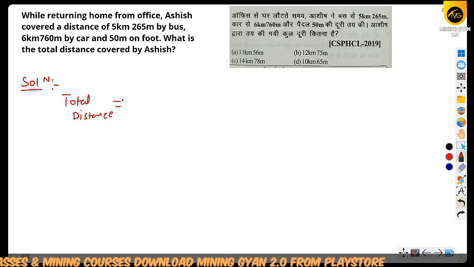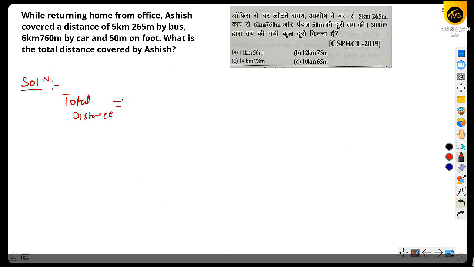Okay, calculate the total distance. The options are available in the form of kilometer and meter. The units are available in the kilometer and meter. What will be the total distance? Just add all the distances: 5 kilometer 265 meter, 6 kilometer 760 meter, and 50 meter on foot. The answer of Ponam Venkatesh: 12 kilometer and 75 meter.